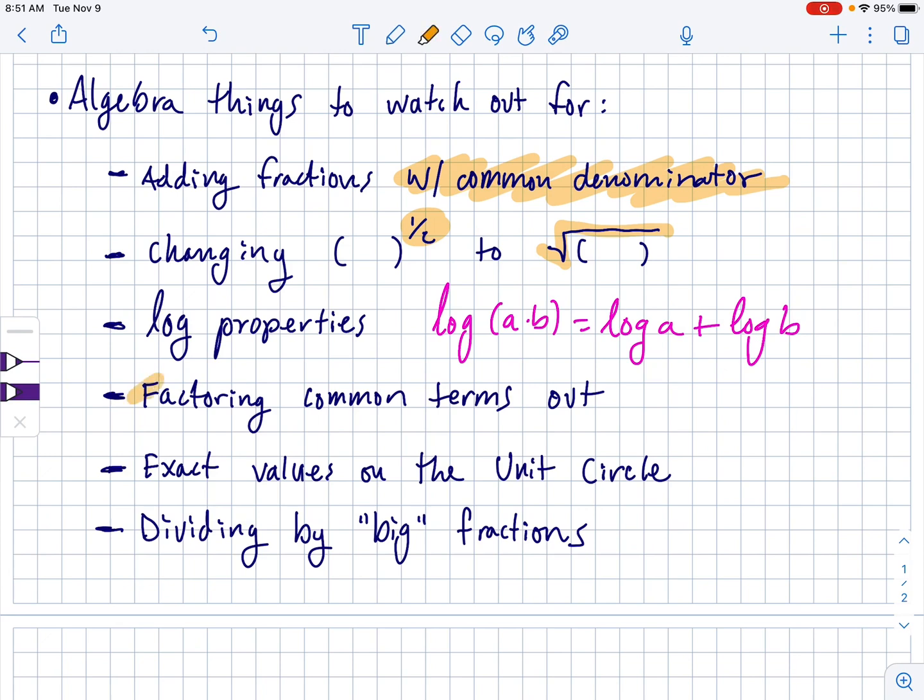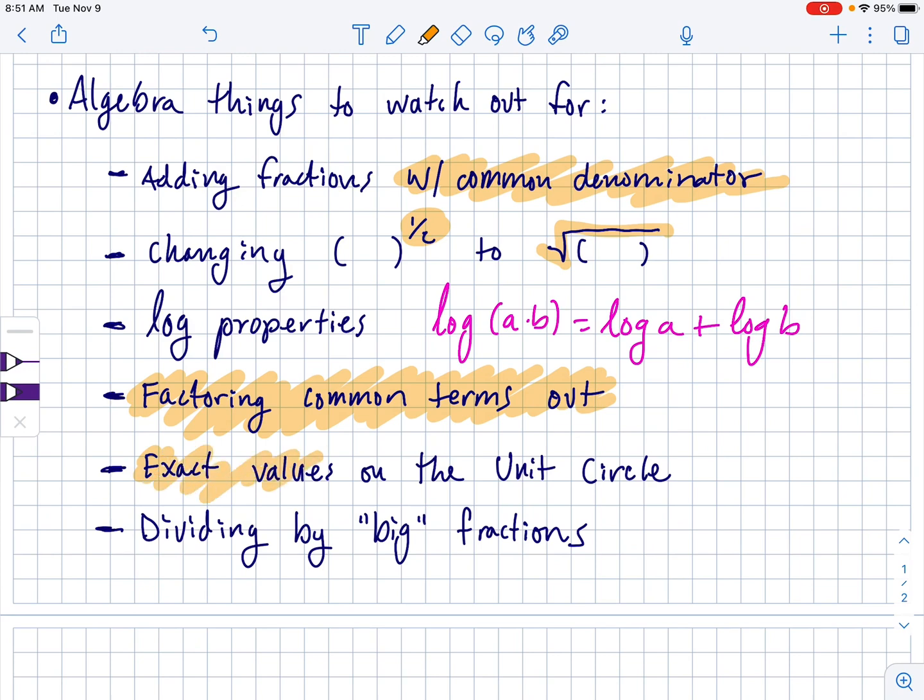Also, always be looking to factor out a common term. I feel like sometimes it's the long route if you distribute and FOIL a ton of things and try to combine like terms, and then you're like, oh, I could have factored out an x minus 1 quantity squared from the beginning or something like that.